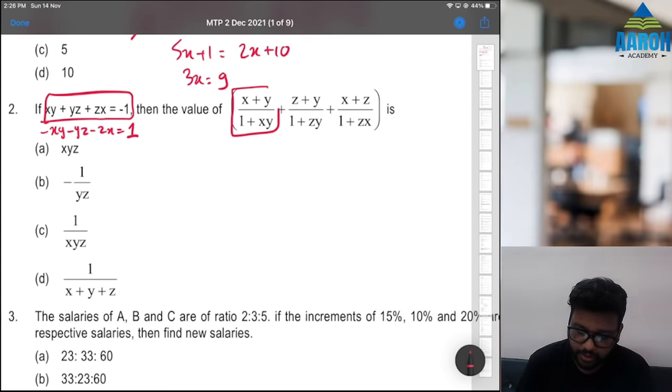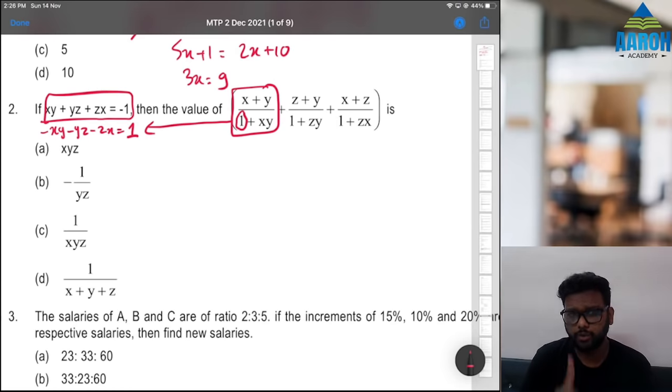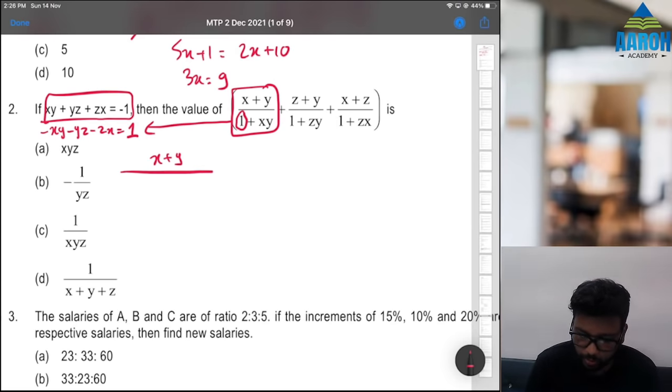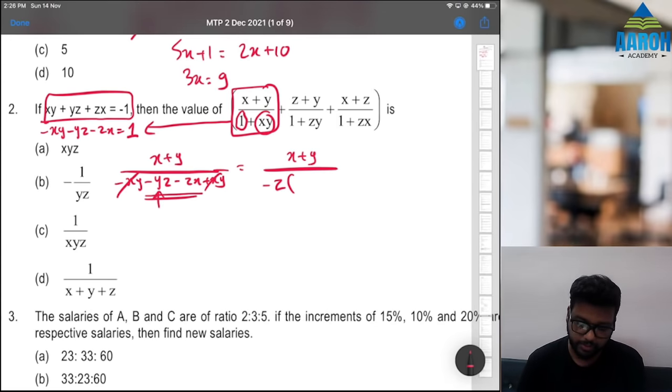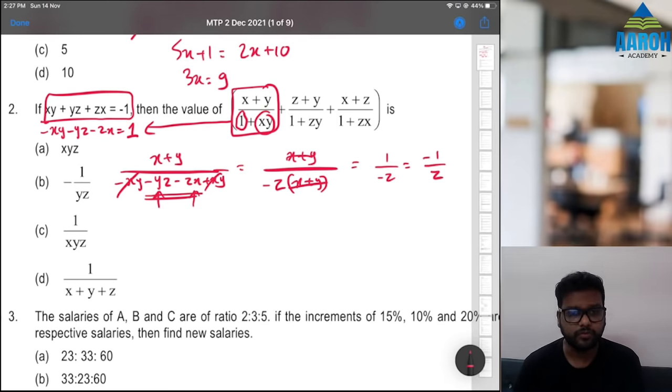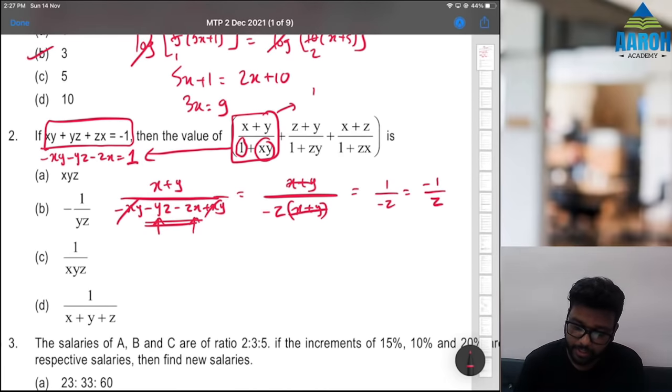So let's take only the first term, and in place of this positive 1 we will put this value. Let's try only the first term. So it will be x plus y upon, instead of 1, we will put minus xy minus yz minus zx, and then plus xy. That means xy will be cancelled. Let's take minus z common. So it will become x plus y, and if we take minus z common, this will be plus y plus x, that means again x plus y. If we cancel this, this is going to be 1 by minus z, or minus 1 by z. That means this first term is simply minus 1 by z.